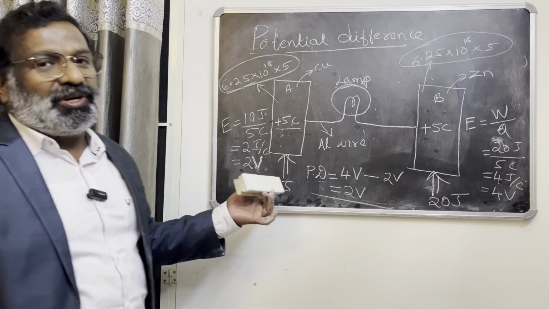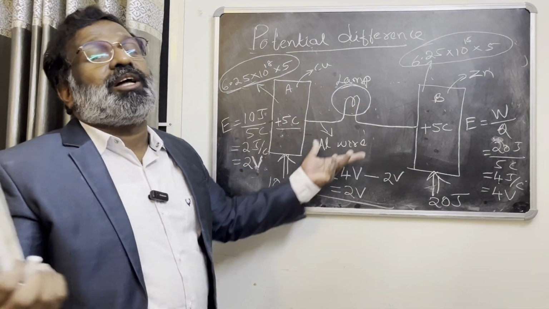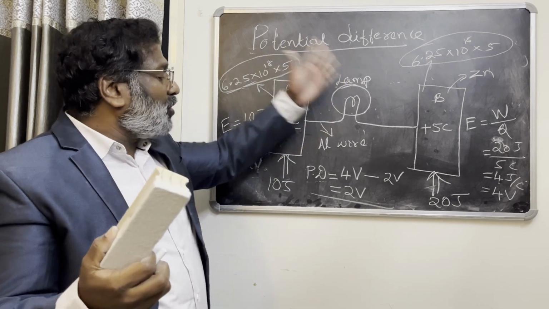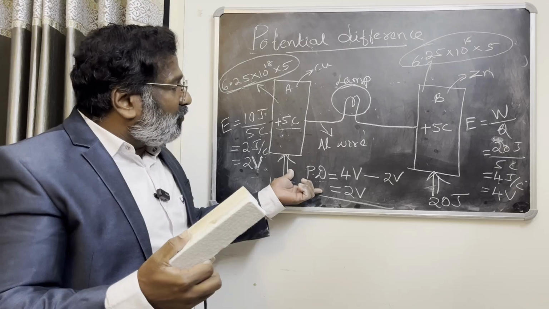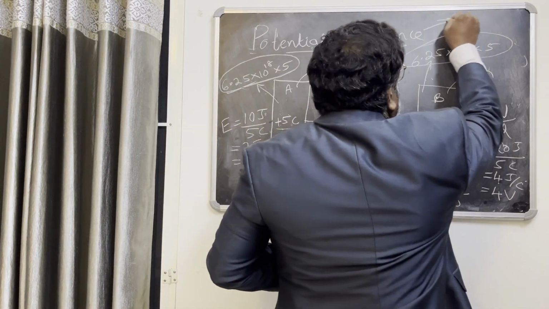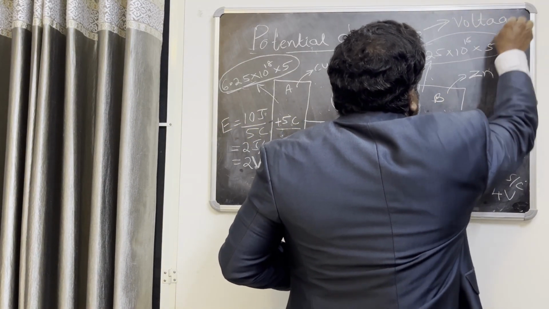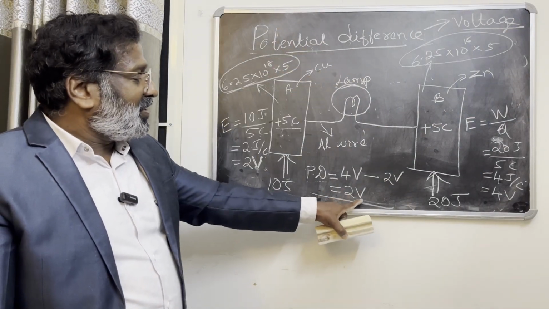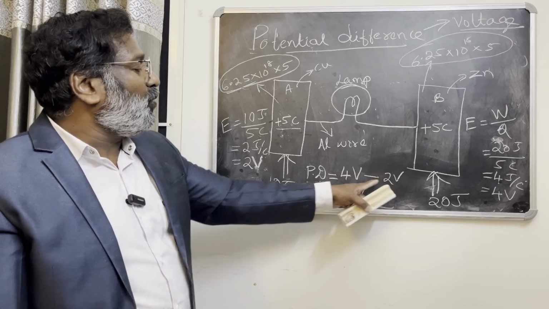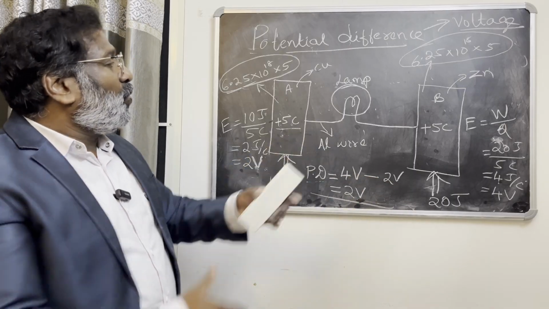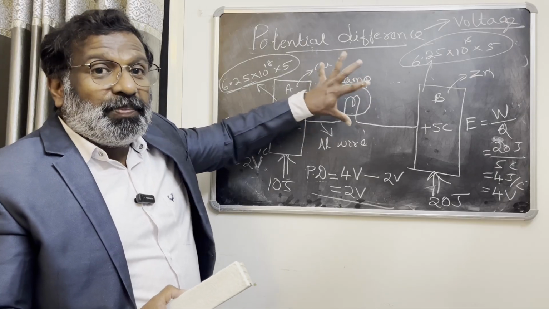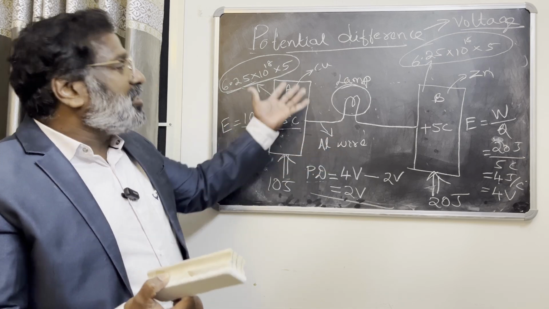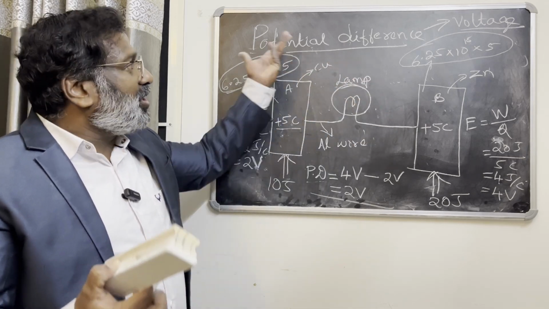So how will you define potential difference? Difference in potential between two charged bodies is potential difference. This potential difference can also be called voltage. What is the unit for voltage? Same, volts, because it is difference in potential. 4 volt minus 2 volt equal to 2 volt. So what is the voltage which is applied across the lamp? 2 volt. So what is voltage? Difference in potential between two charged particles. That is, potential difference is voltage.